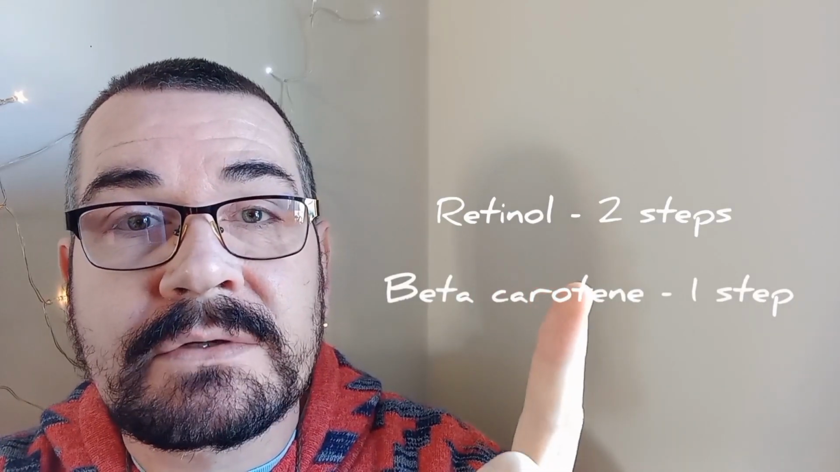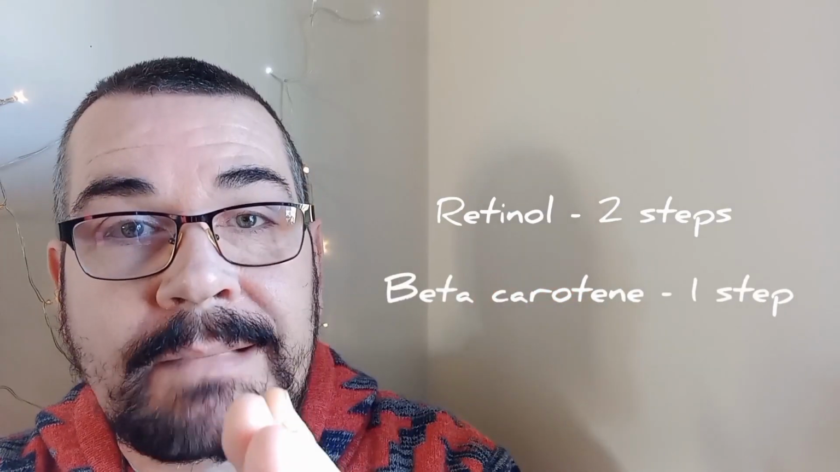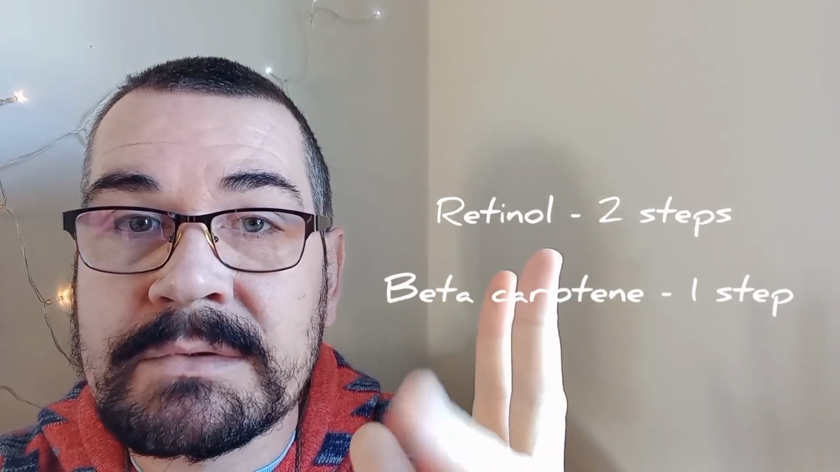Beta-carotene has to convert to retinaldehyde and then to retinoic acid, whereas retinol has to go through two steps, thus making retinol slightly weaker than beta-carotene, and making beta-carotene as effective or more effective than retinol to reduce signs of aging on our skin.